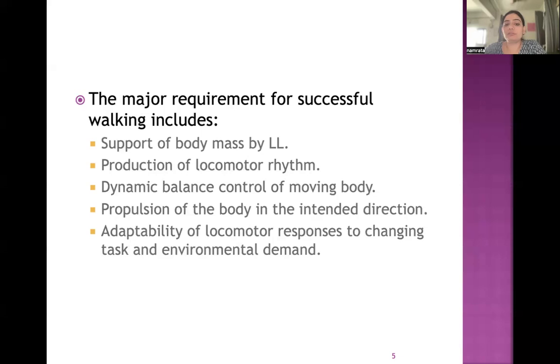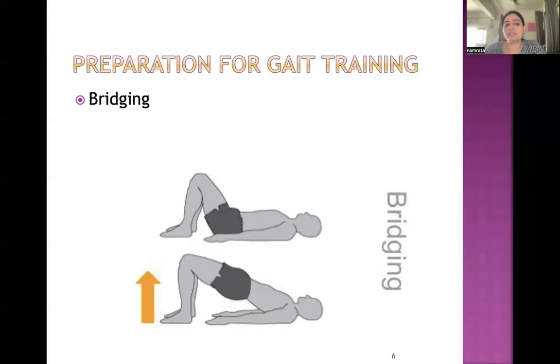Then adaptability of locomotor response to changing task and environmental demand. It is not always necessary that whenever we walk, it will be on a normal flat surface. It can change, like there can be some highs and lows in the road. There are chances that we have some obstructions in our walking path. So we have to adapt to all these changes while walking, and all these things we will learn in gait training.